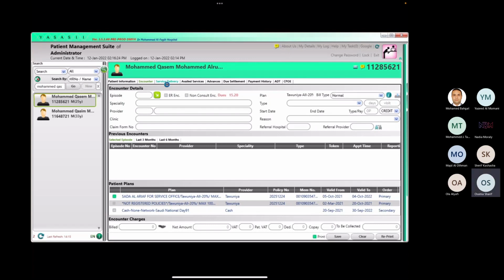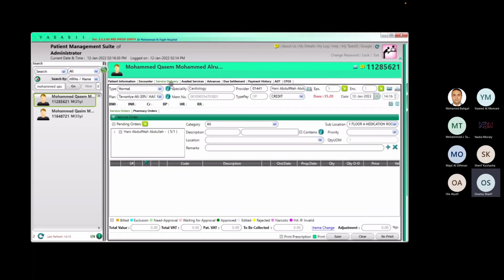So today we're going to observe the third tab, that is service delivery. Any billing of services done to the patient will happen at this one. Consultation billing happens on encounter. Patient information is just information and updates of the patient. And service delivery is where you go and bill any services, lab, radiology, whatever it is. You'll find all those services billing here.